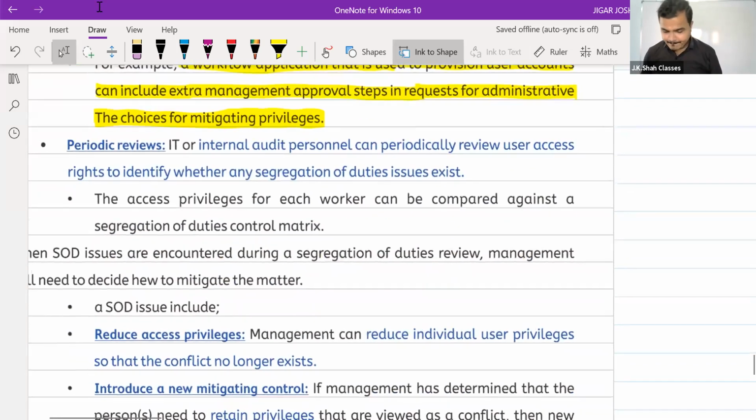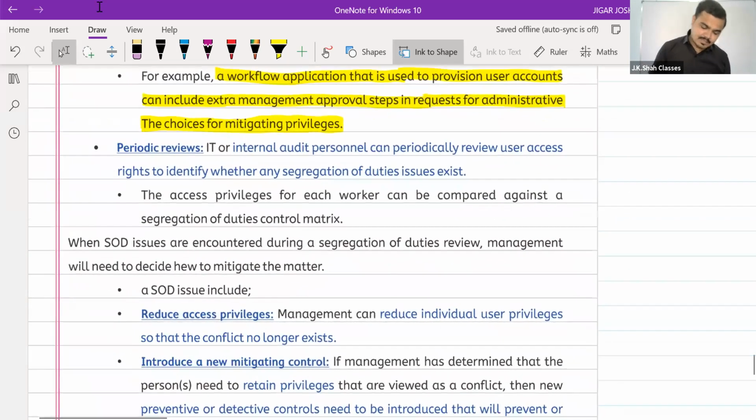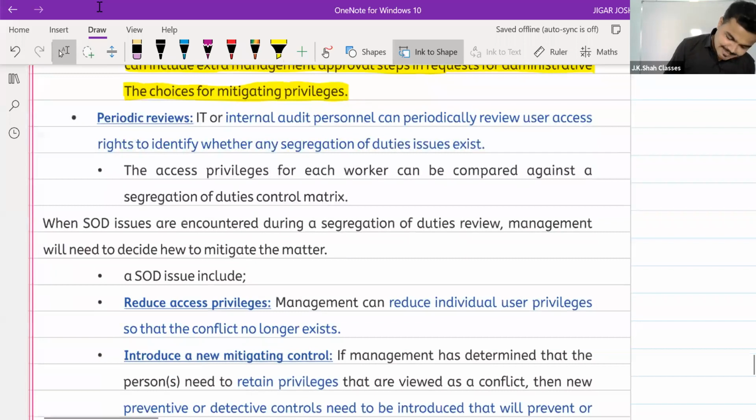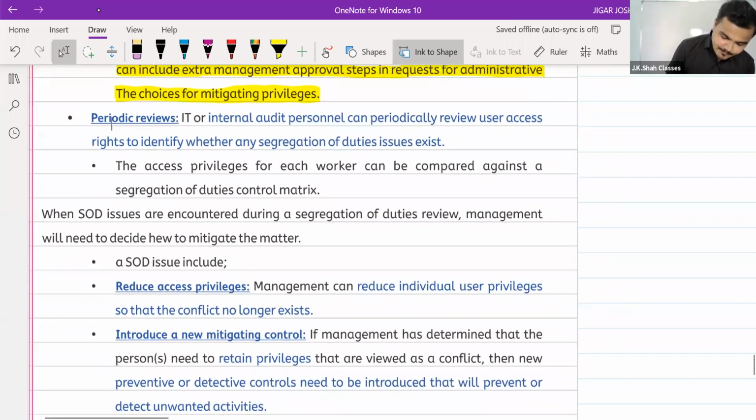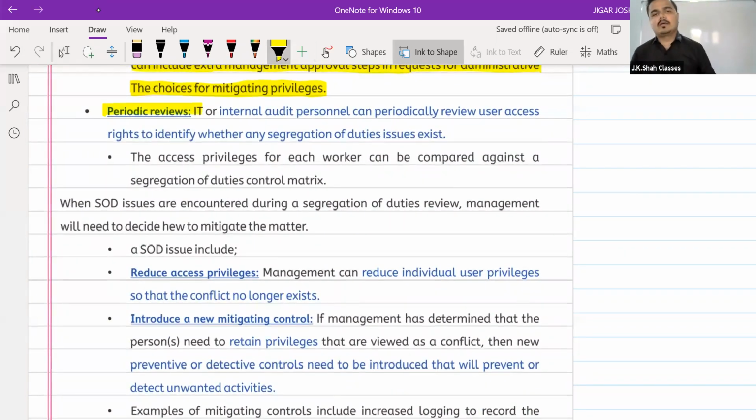Then people. Okay. The next one, people, periodic reviews. As I always say, people, it is very important that our internal IT team should do the periodical review of the user access rights. See this. IT or internal audit personnel can periodically review the user access rights to identify whether any segregation of duties related issues exist or do not exist.